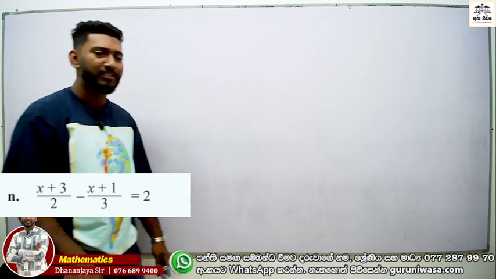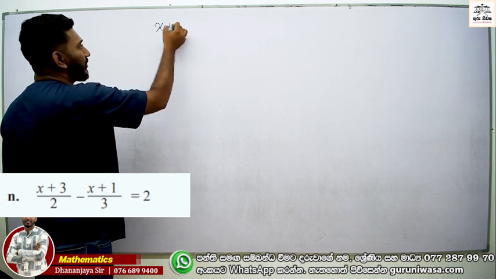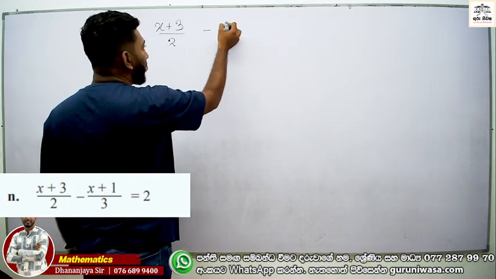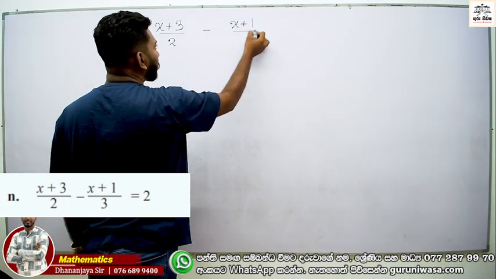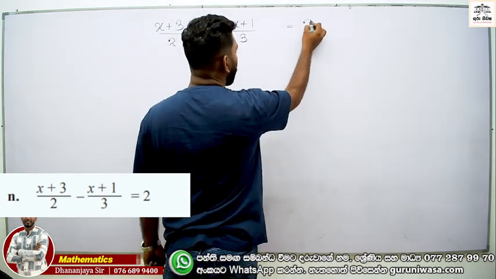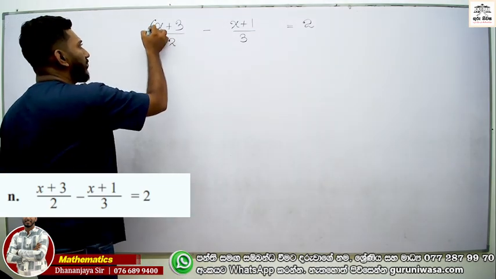Now, tell me what is the answer. What did you get for x? x plus 3 over 2 minus x plus 1 equals 2. Now you know this is an expression, you need to put the bracket here.